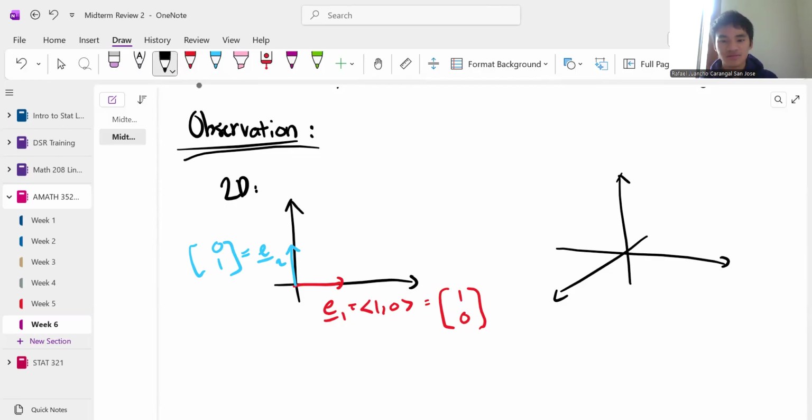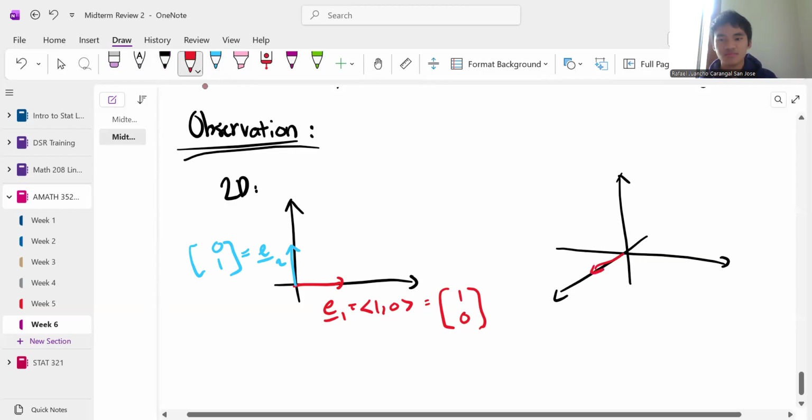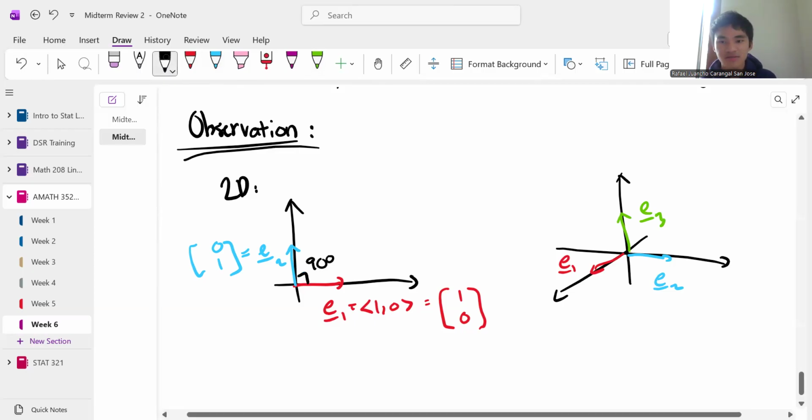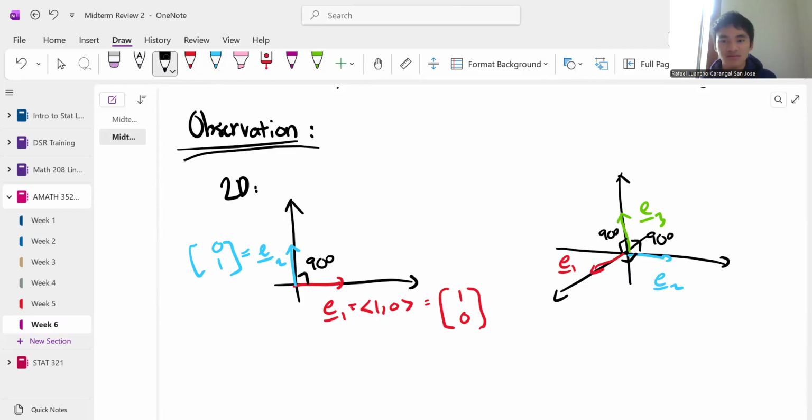Well, in 3D, we have e to the 1, we have e to the 2, and we have e to the 3. Then, oh wait, I forgot to add, these are all 90 degrees. 90, 90, 90. There you go.